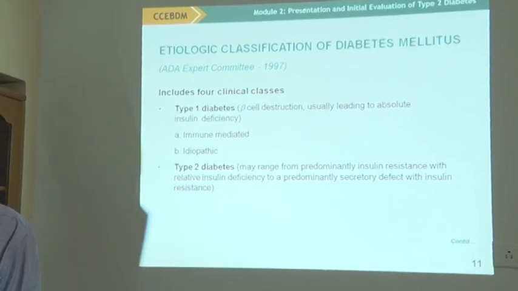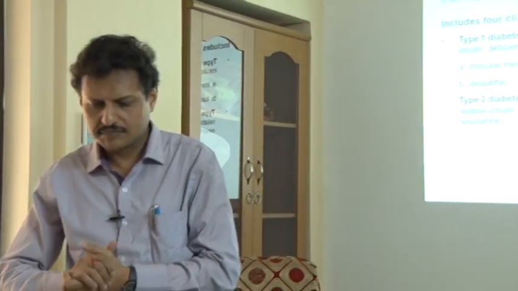Now, if we look into the classification of diabetes, there are 4. All of you are aware, one is type 1, another is type 2, another is gestational, and there are other specific types. Type 1 is basically because of absolute deficiency of insulin, all of you are aware, but I must tell you that they have 2 sub varieties which you should learn now. One is immune mediated, another is idiopathic. We do not know the cause why it happens.